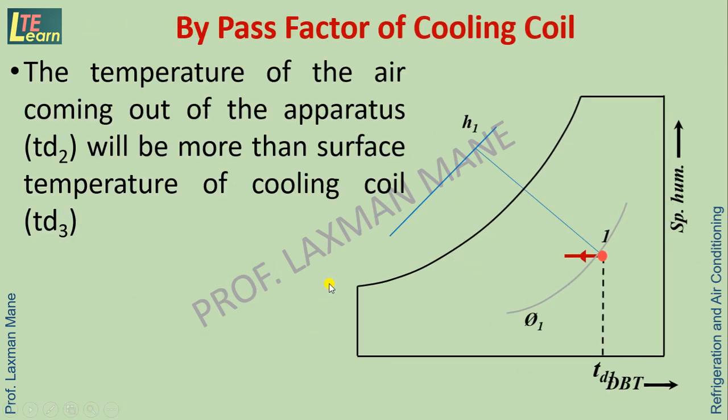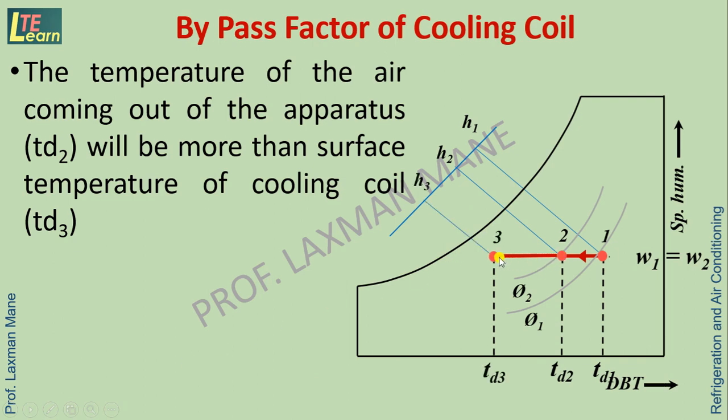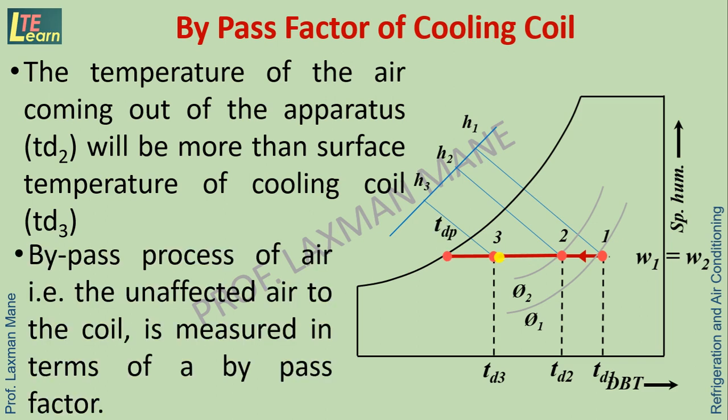So here the temperature of the air coming out of the apparatus, that is TD2, will be more than the surface temperature of the cooling coil, meaning TD3. Now this happens because of the bypass process of air, that is the air unaffected by the coil. This is measured in terms of a factor which is called the bypass factor.